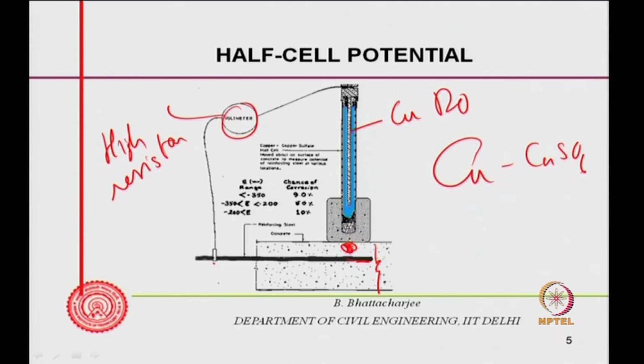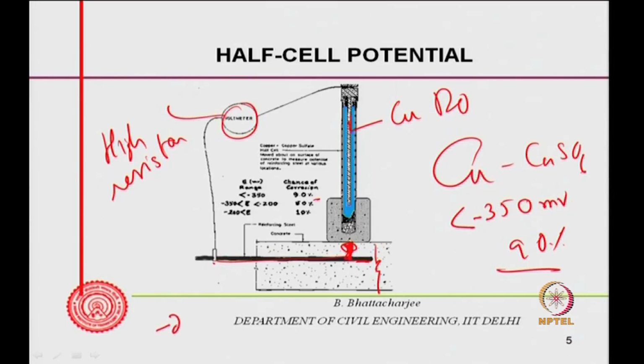So, the potential between this point and this reference electrode is measured by this voltmeter, and this is the half cell potential, because this is the half cell. The other cell is formed by the rebar and the electrolyte, the concrete pore solution. And if the measured potential is more negative than minus 350 millivolt, the chance of corrosion is 90%, according to their empirical observations in chloride ridden concrete.